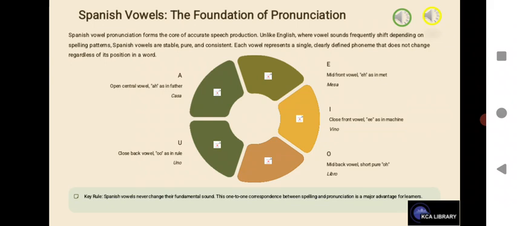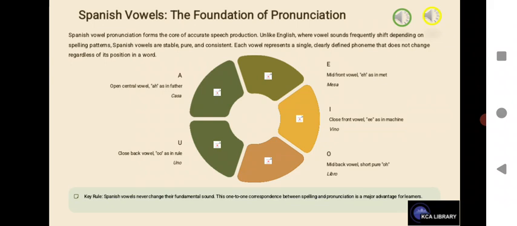Spanish vowels, the foundation of pronunciation. Spanish vowel pronunciation forms the foundation of clear and accurate speech. Unlike English, where vowel sounds often change depending on spelling patterns, Spanish vowels are stable, pure, and consistent. Each vowel corresponds to a single, clearly defined sound that remains the same regardless of its position in a word.